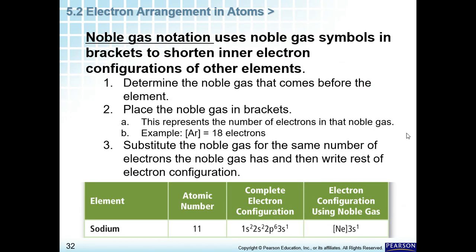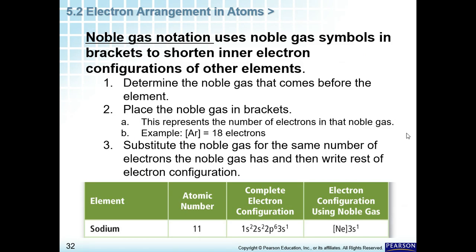So how do I take those noble gases and write something called a noble gas notation? Well, first we have to understand what exactly a noble gas notation is. A noble gas notation uses noble gas symbols, placed in brackets, to help shorten the inner electron configurations of our elements. So we're taking those electrons on the inside energy levels and putting them in a shorter form. Typically, this leaves the valence electrons that you have to write.